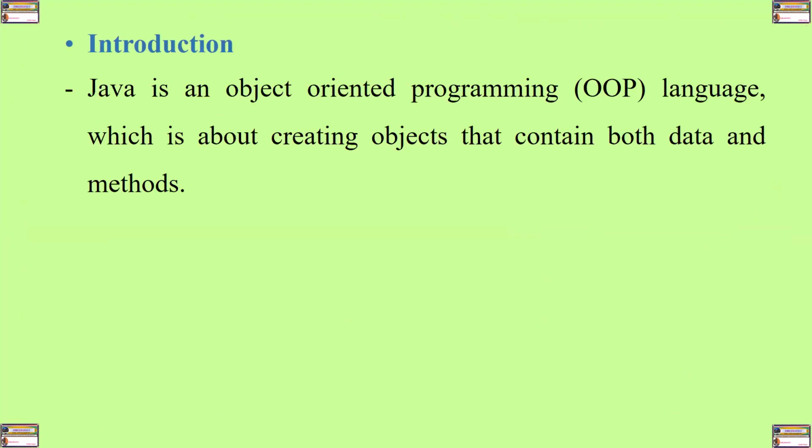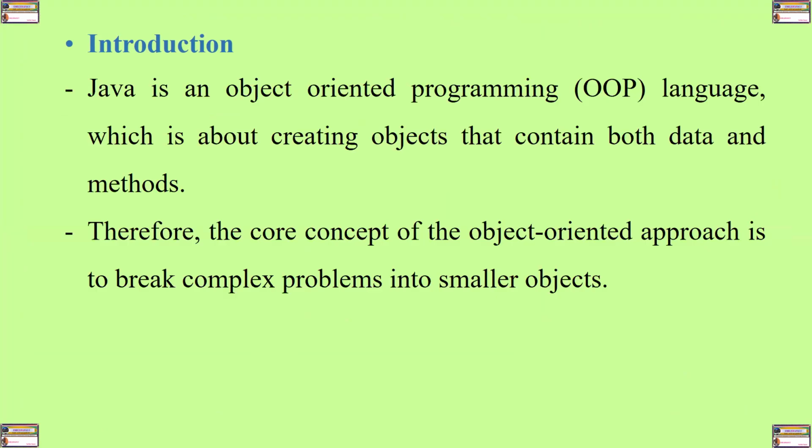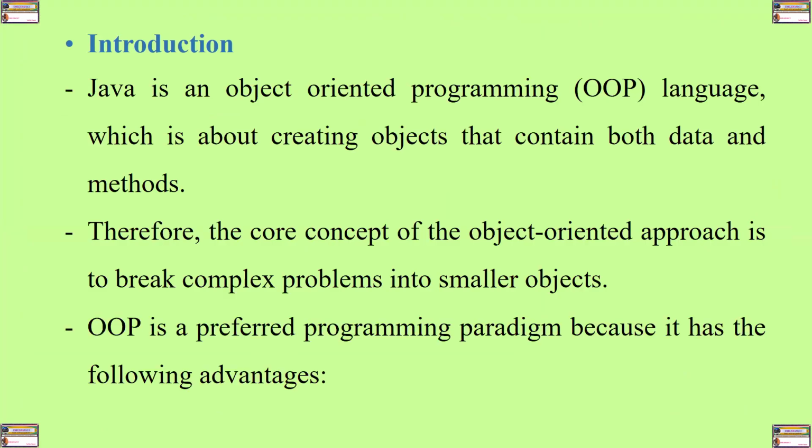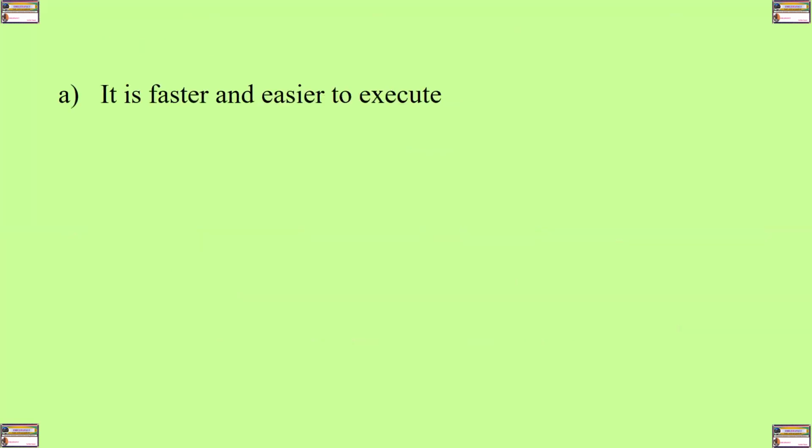Java is an object-oriented programming language, or OOP language, which is about creating objects that contain both data and methods. Therefore, the core concept of the object-oriented approach is to break complex problems into smaller objects. The object-oriented programming is a preferred programming paradigm because it has the following advantages.